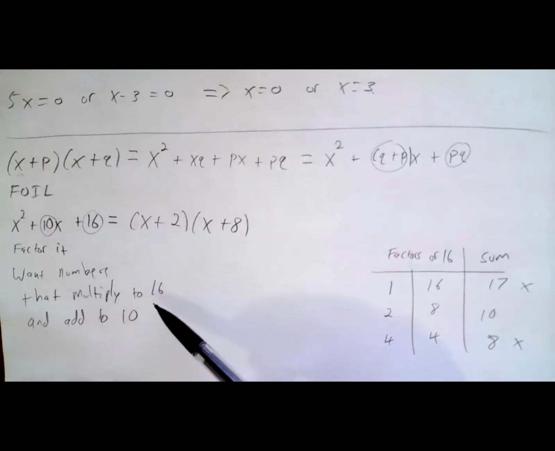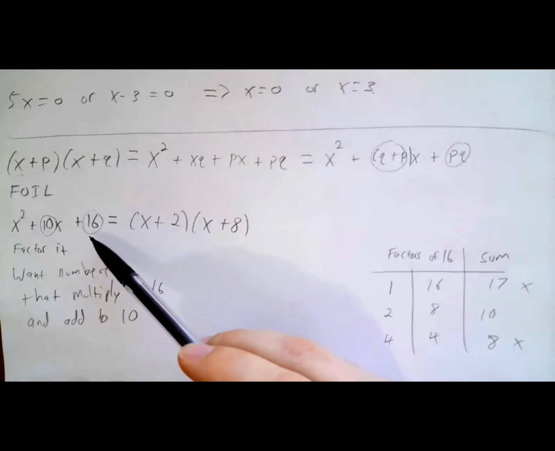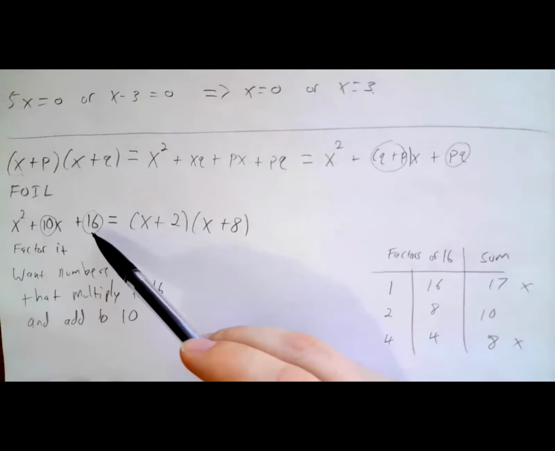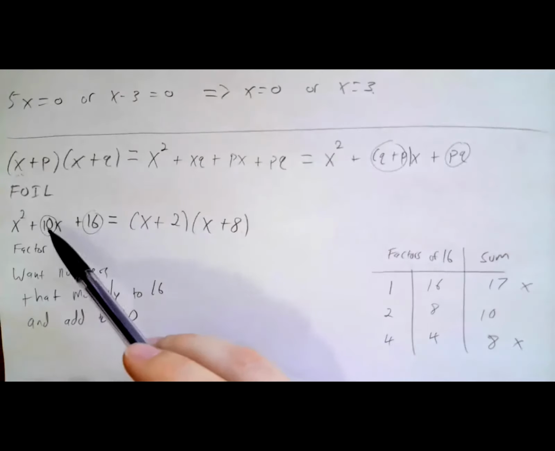And just to recap, what's our way of finding that? We take this last term. What are the numbers that multiply to give me 16? In other words, what are the factors of 16? Write them out in a list. Just see which ones add up to your middle number.